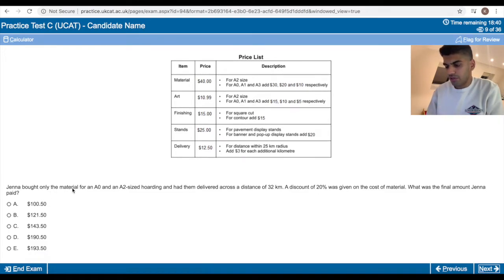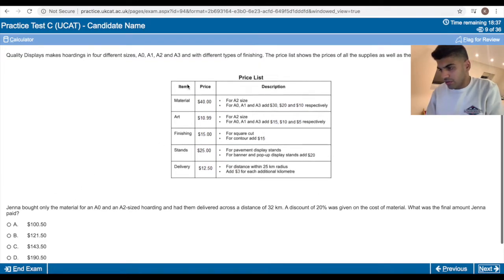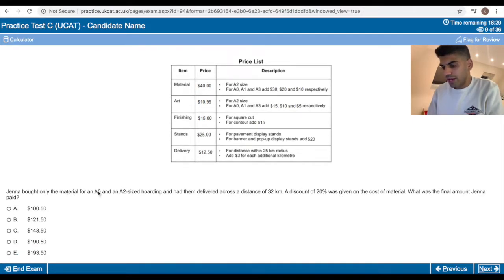So Jenna bought only material. So what's this about? New set. So we got different hoardings and different things you can buy. So Jenna bought only material for an A0 and A2 hoarding and had them delivered across a distance of 32 kilometers. And a discount was given.